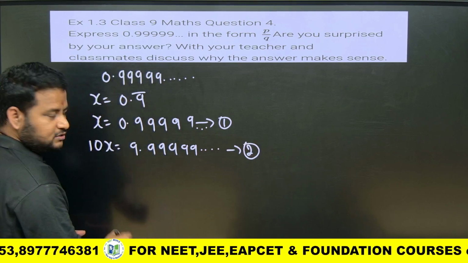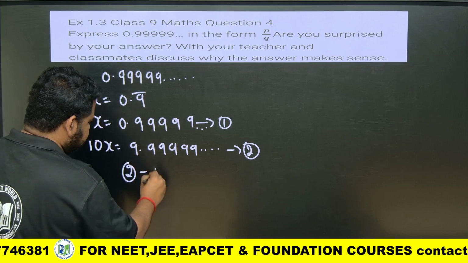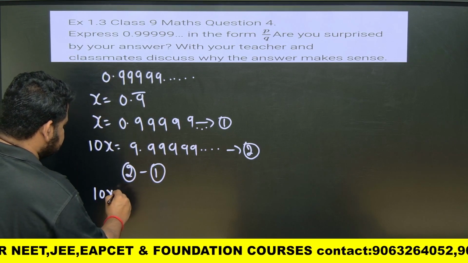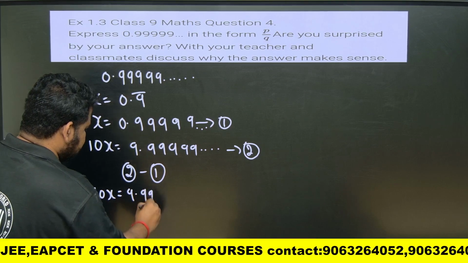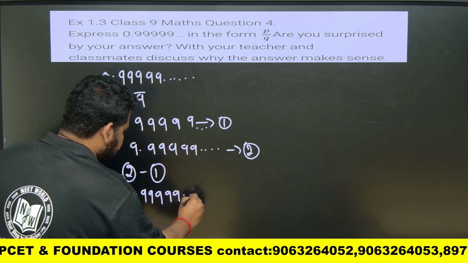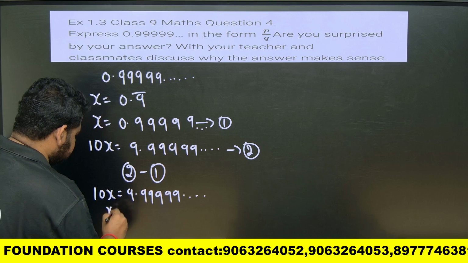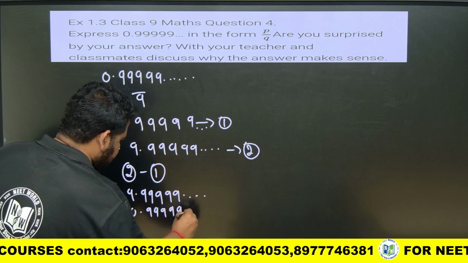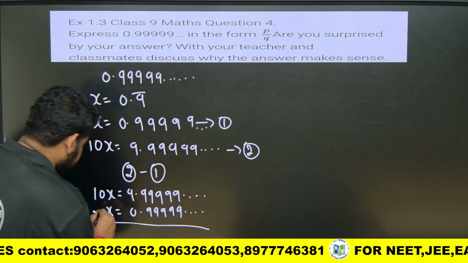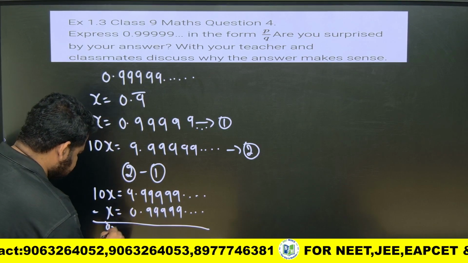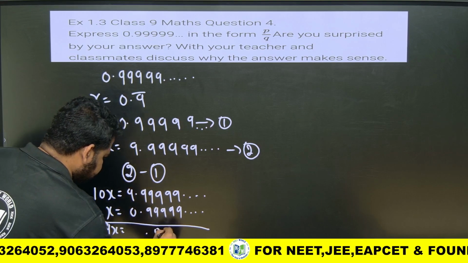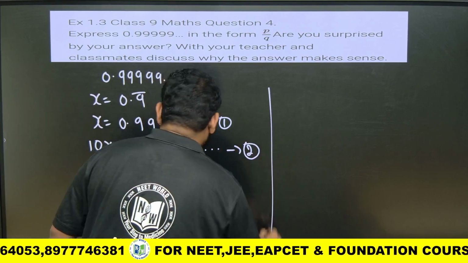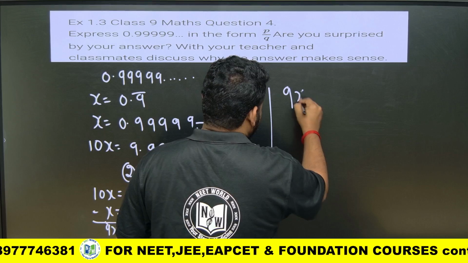Now what should I do? Same procedure: 2 minus 1. If I do 2 minus 1, what will I get? 10x is equal to 9.9999 dot dot dot, and here it will be x, which is 0.999 dot dot dot. So if I subtract this, 10x minus x is 9x, is equal to 9.0000, only zeros. 9 minus 0 is 9 itself. So what will I get ultimately? 9x is equal to 9.